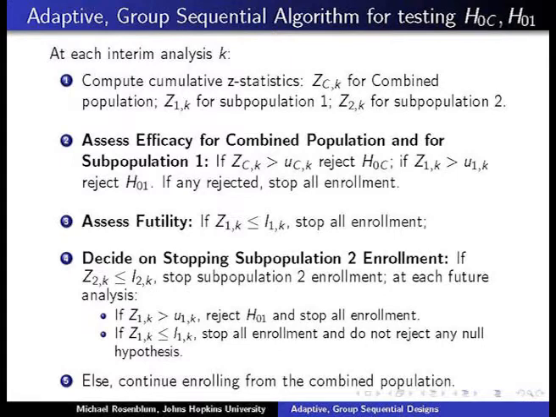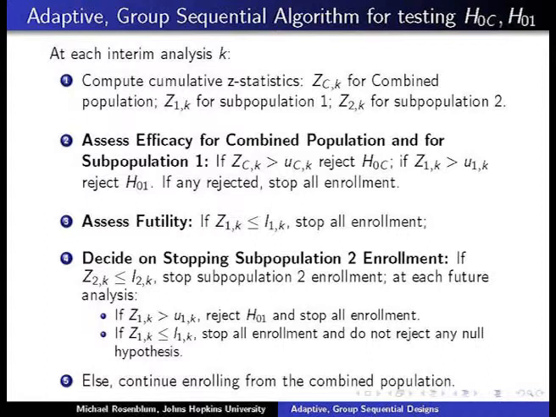So say that's already set before the trial starts, you're at analysis 3, and you've been enrolling the combined population up to then. First you do this test. If the Z statistic for the combined population exceeds its corresponding threshold at that stage, then you reject that null hypothesis for the combined population. The same thing for population 1, if that statistic exceeds its threshold. You don't need one to reject in order to test the other. They're separate tests. You could end up rejecting both, or just one, or neither.